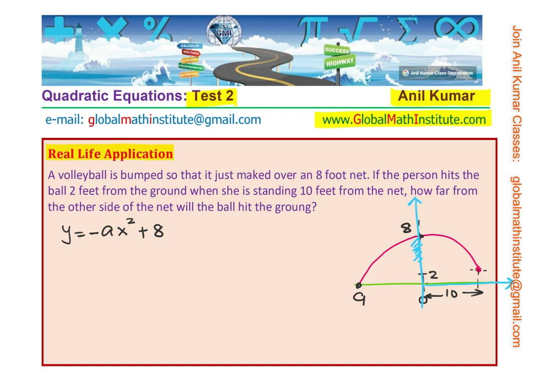To find the value of a, I could use this particular coordinate point, which is (10, 2). So the person is at the point 10 and the height is 2. Since it is given to us that the ball is 2 feet from the ground, and the person is standing 10 feet from the net. So this is 10 feet. That is how we get this point (10, 2). So let's substitute this point for x and y, 2 being the y value: 2 equals minus a, x being 10, squared, plus 8.